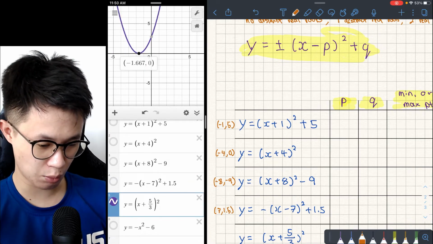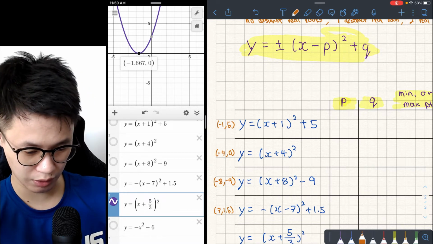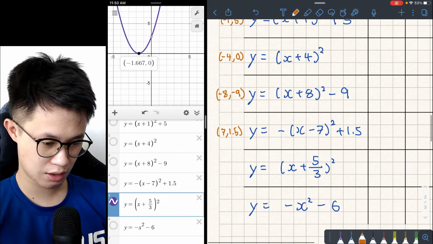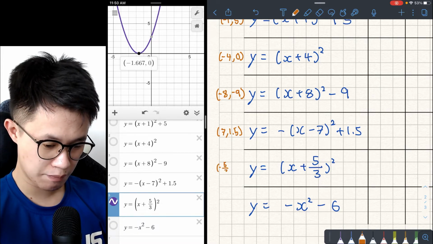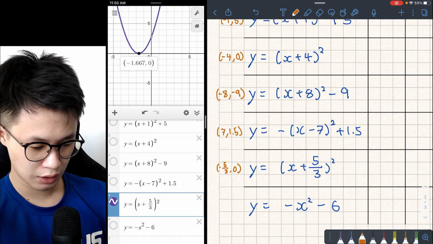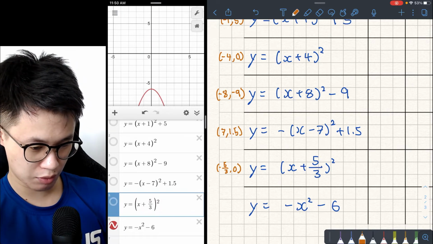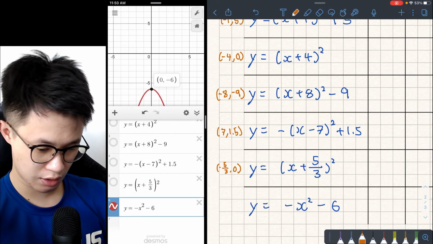Next we have this, which is somewhere here. As you can see, this is only one real root. 5/3 is just -1.667, so I will write it as -5/3, 0. And the last one, which is pretty interesting, has 0, -6.